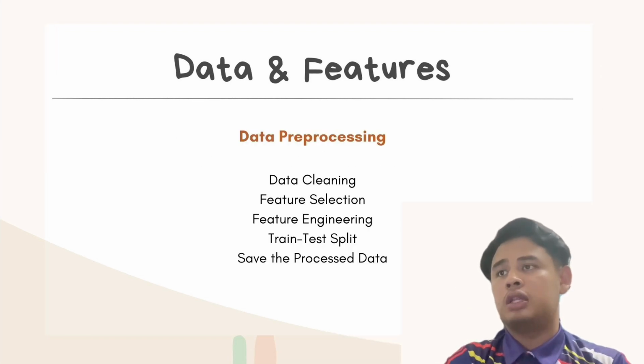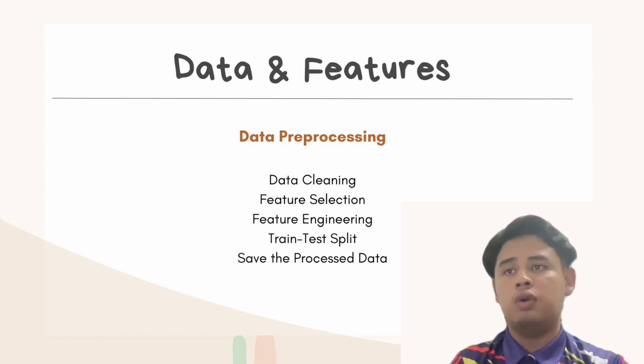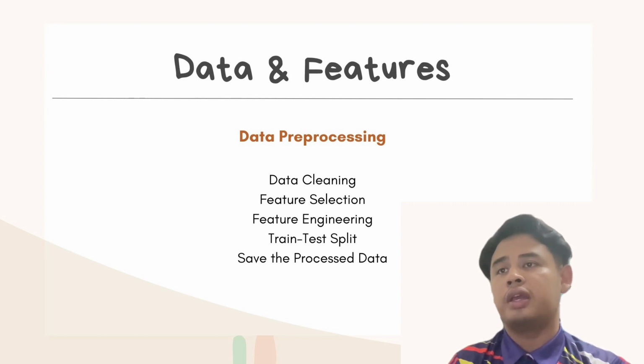Now about data preprocessing. First is data cleaning. This step involves handling missing values, outliers, and noise in the data. Missing values can be filled using techniques like imputation, or rows with missing values can be removed if they are insignificant in number. Outliers and noisy data can be identified using statistical methods or domain knowledge and treated accordingly.